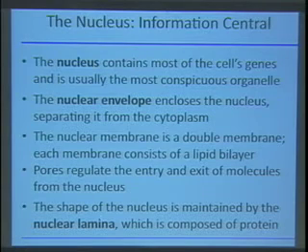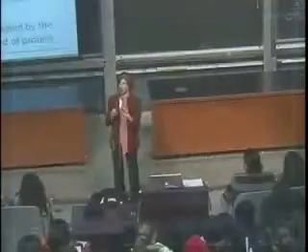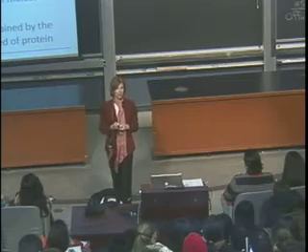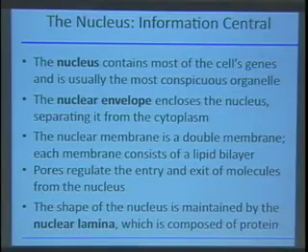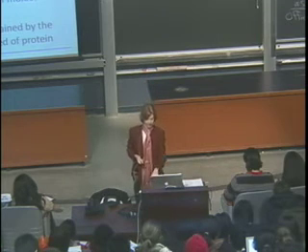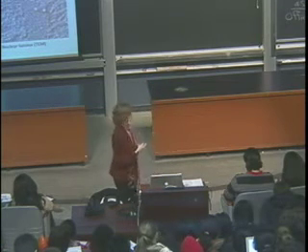And then finally, the shape of the nucleus. The nucleus isn't just a wiggly bag. It actually seems to have a real shape to it, and that's because there is something called the nuclear lamina, composed of protein, that provides some internal structure to the nucleus so that it doesn't just collapse in on itself. Okay, and then here are some pictures of some of these things.